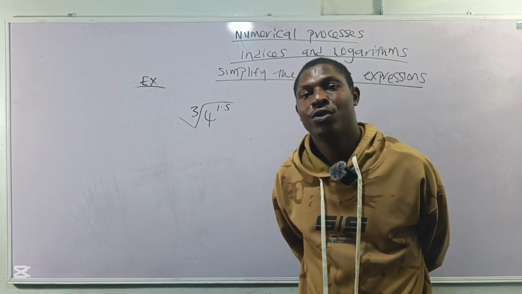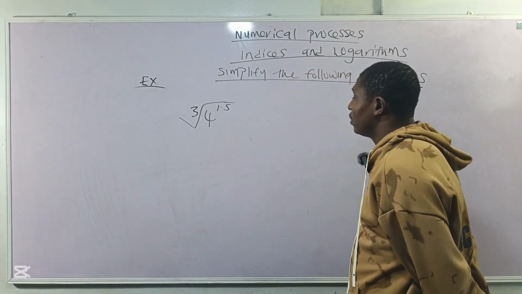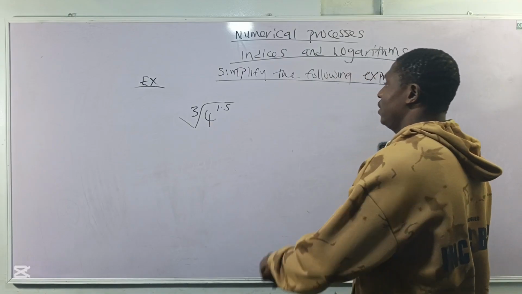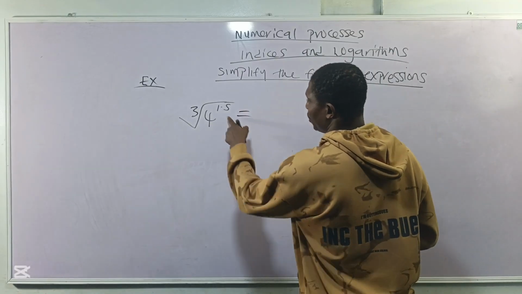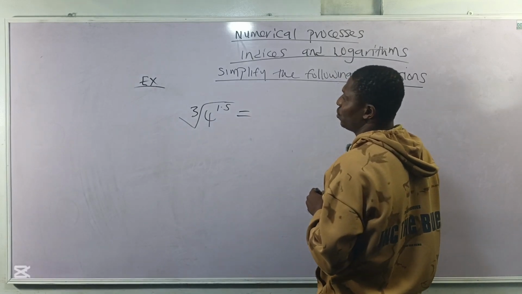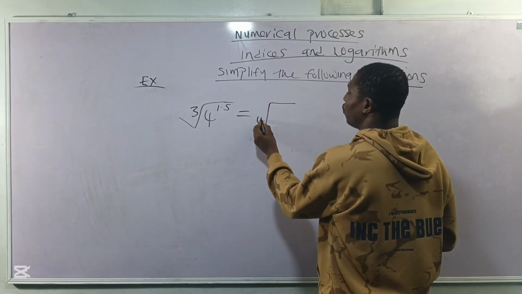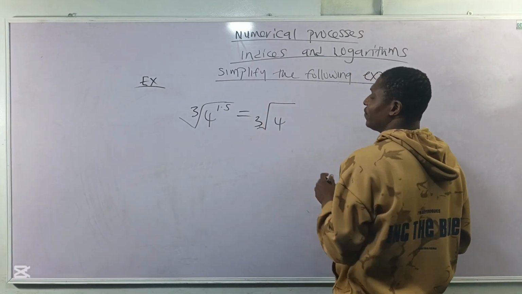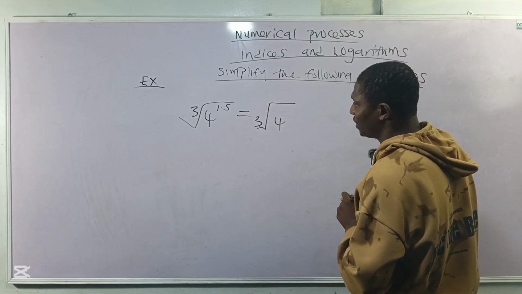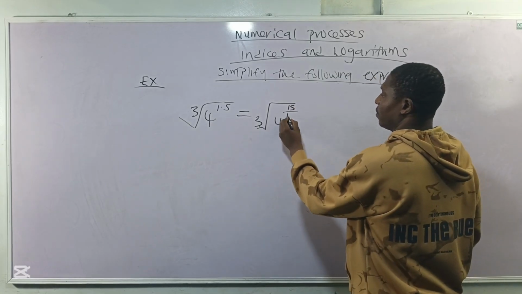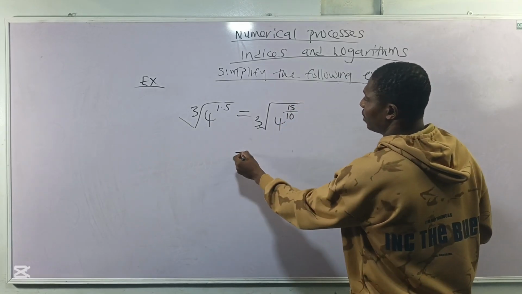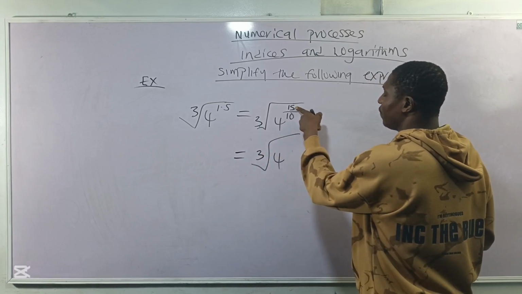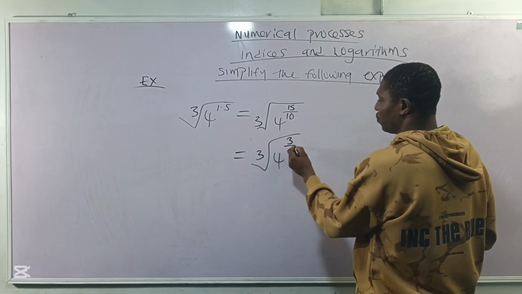We have another question on the board, which is the third root of 4 raised to power 1.5. Now, the first thing we should do here is to convert our 1.5 to a fraction. So I'll have the third root of 4, and 1.5 is the same as 15 over 10. Now I'll break it. I'll have the third root of my 4 remains. 15 here is 3, 10 here is 2.